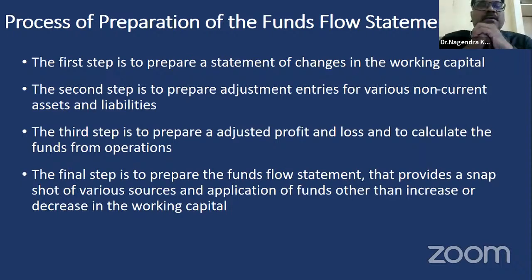Then afterwards, we have to look at adjustments given for various individual non-current assets and non-current liabilities. We understand the changes in the current assets and current liabilities position using the statement of changes in working capital position. After doing that, we have to make adjustments for the non-current assets and non-current liabilities based on the information given in the problem. And after that, we have to calculate the adjusted profit and loss account to calculate funds from operations. See, this is the third step we have to follow in the process of preparing the funds flow statement.